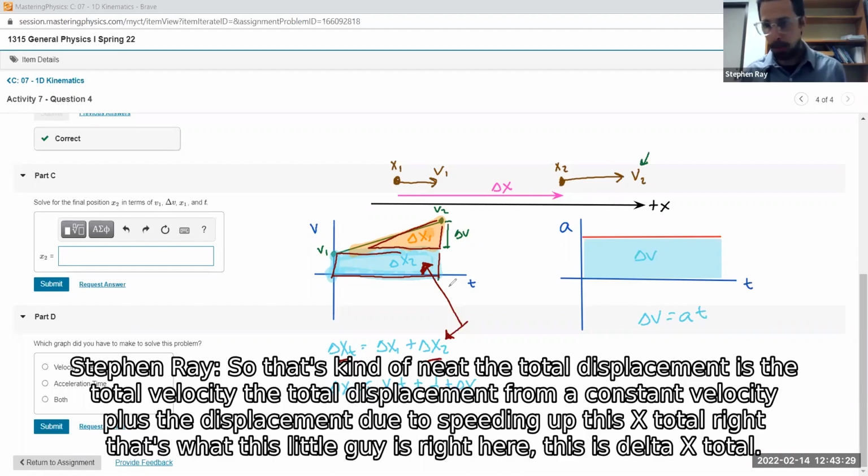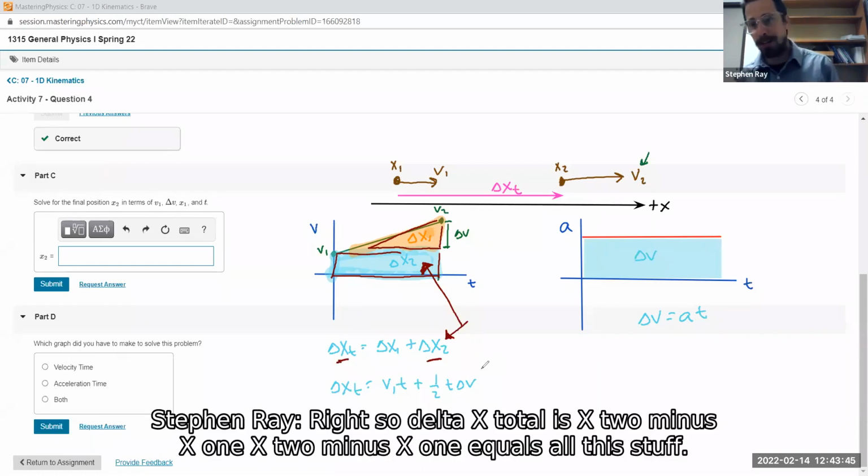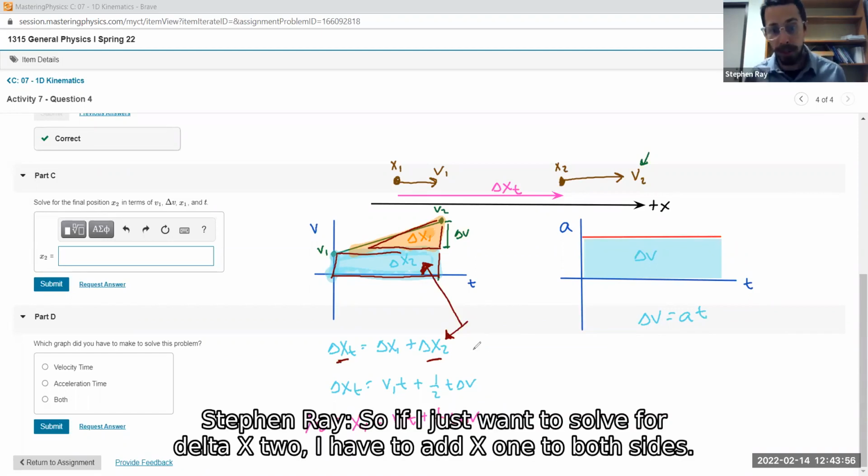So that's kind of neat. The total displacement is the displacement from a constant velocity plus the displacement due to speeding up. This is delta x total. So delta x total is x2 minus x1. So x2 minus x1 equals all this stuff. If I just want to solve for x2, I have to add x1 to both sides.